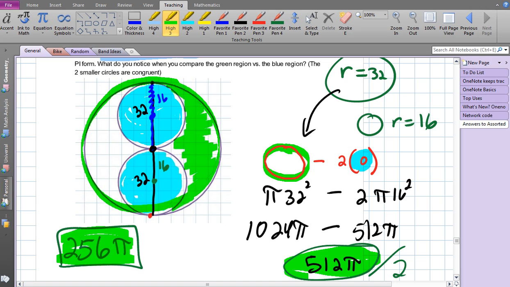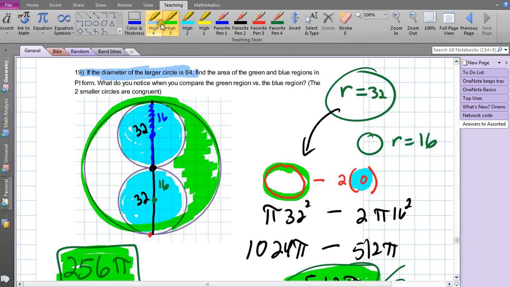Another part of this problem said not only find the green and the blue regions in here. Notice it says find the green region and find the blue regions. It also says, hey, what do you notice when you compare these two regions in here?